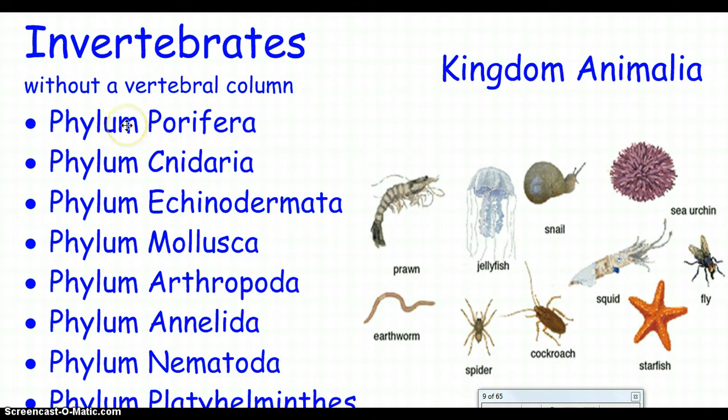Phylum Porifera, which are the sponges. Phylum Cnidaria, which are the jellyfish. Phylum Echinodermata, which are the sea stars. Phylum Mollusca, which are any type of shellfish. Phylum Arthropoda, which are the jointed appendaged animals. Phylum Annelida, which are the worms that have segments. Phylum Nematoda, which are the parasitic worms. And Phylum Platyhelminthes, which are the flatworms.